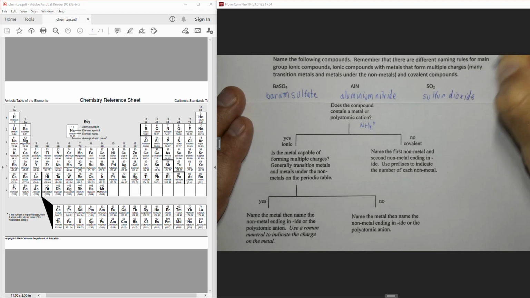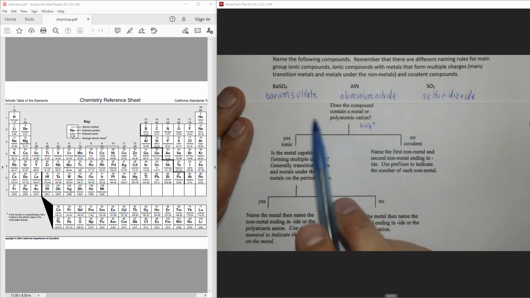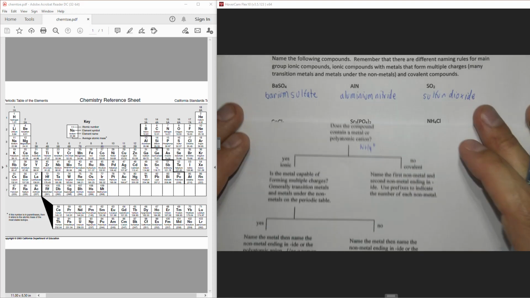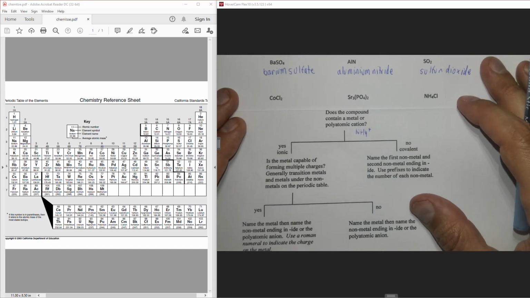Note that because we have three different naming schemes, and we haven't gotten to the third one with the Roman numeral yet, this is helpful for identifying which naming scheme we should use. Let's look at the next set.